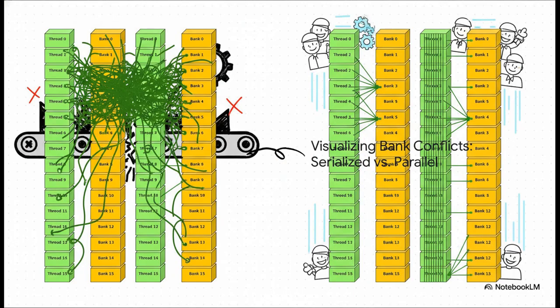This diagram perfectly visualizes the trap. On the left side, look at all those green threads cramming their access lines into bank 3. That is a brutal bank conflict. It creates a massive traffic jam that completely halts the factory line.